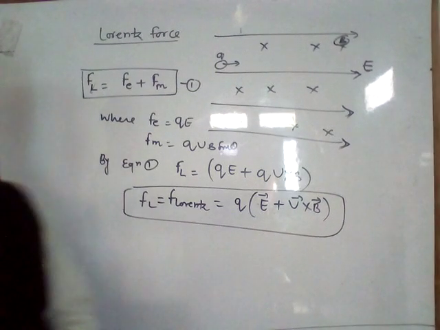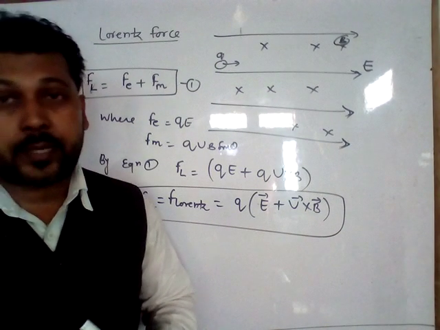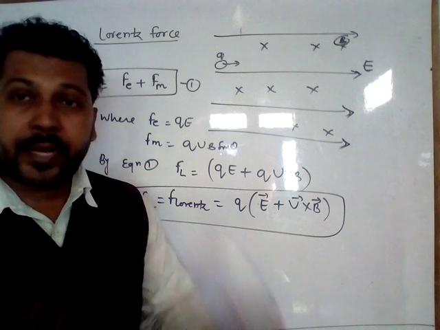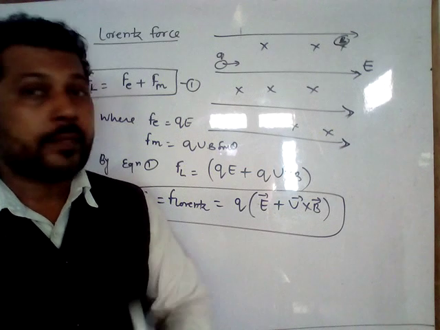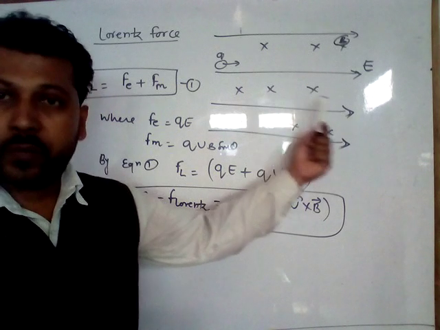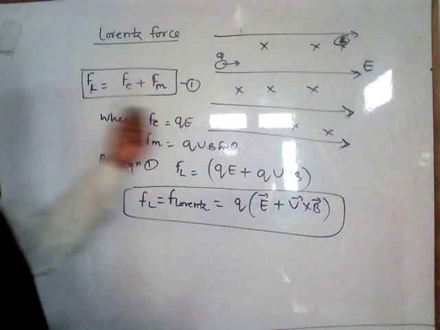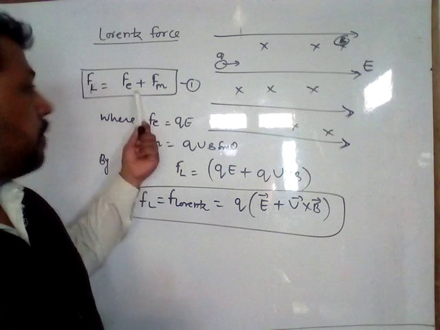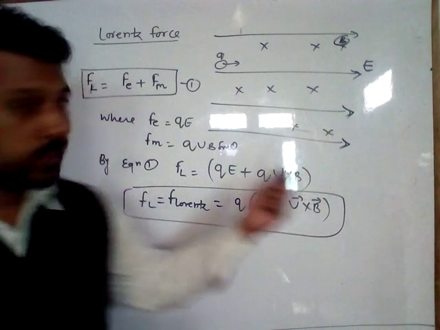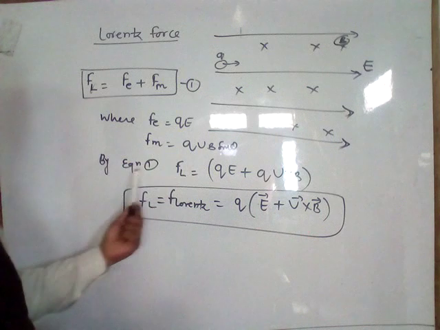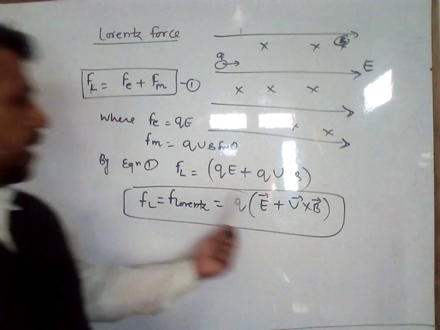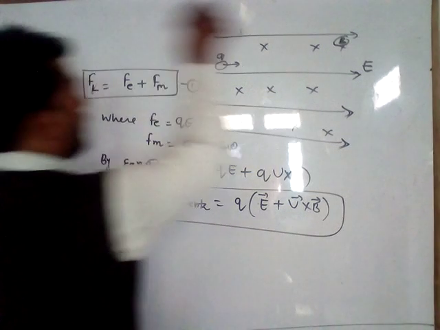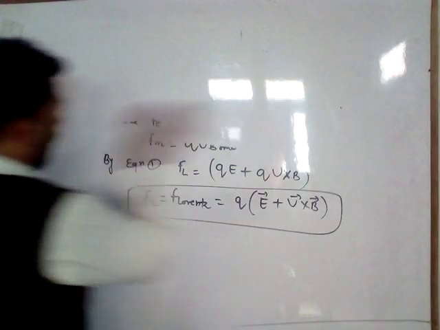So according to Lorentz, whenever any charged particle is moving in such a field, like a uniform magnetic field, then there will also be a uniform electric field available. So the resultant force or Lorentz force will be equal to the sum of electrical force and magnetic force, and both values are this. So according to this equation, Lorentz force will be this. In this way we will solve the Lorentz force.